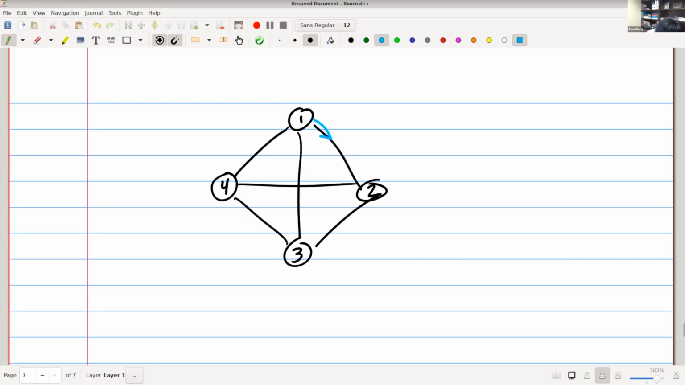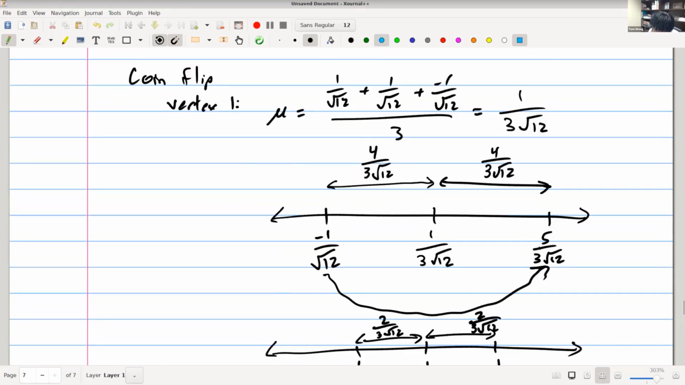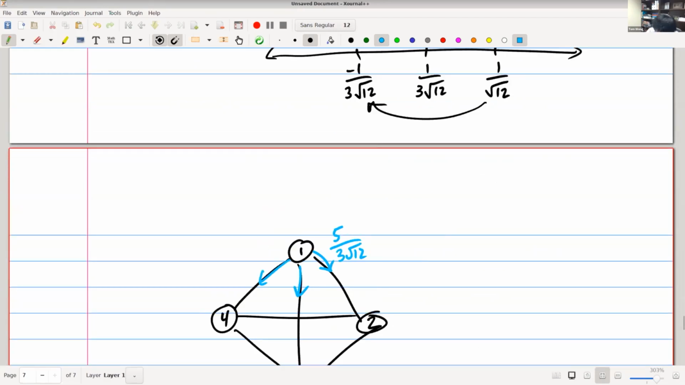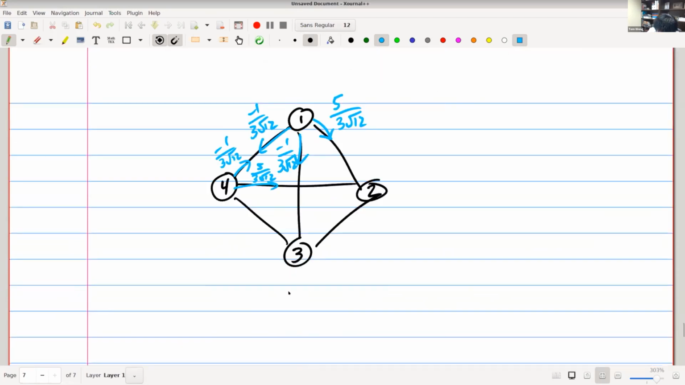All right, so this amplitude here, we worked out becomes 5 over 3 root 12. These two amplitudes each become -1 over 3 root 12. And it's going to be similar here, -1 over 3 root 12. This is 5 over 3 root 12, minus 1 over 3 root 12, minus 1 over 3 root 12, minus 1 over 3 root 12, and this is positive 5 over 3 root 12.